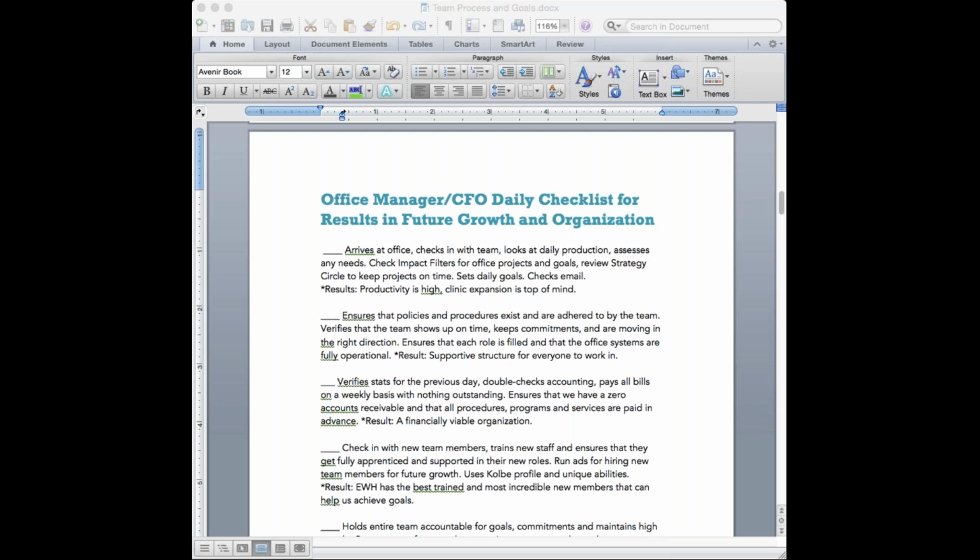Along with that, as you noticed last week, we're very big on what's the result of that. If there's a task, what's the purpose of that, what's the result. So the result, if you do that first checklist, is you're going to have high productivity, and you're going to have clinic expansion at the top of mind. So you're always pushing projects forward. You're always looking at how productivity is and seeing what needs to be changed to make it better.